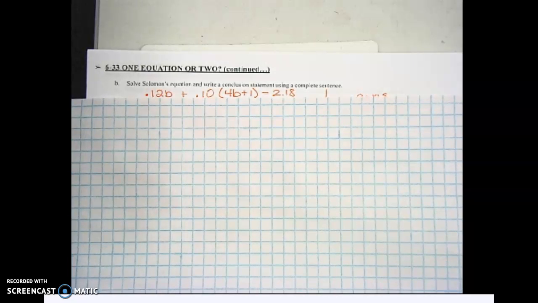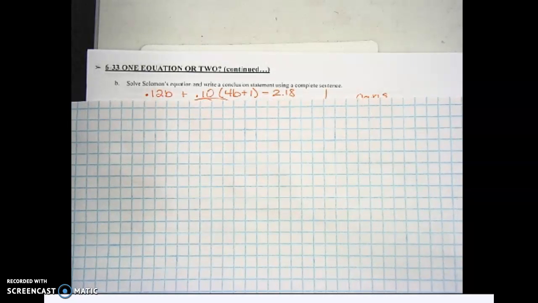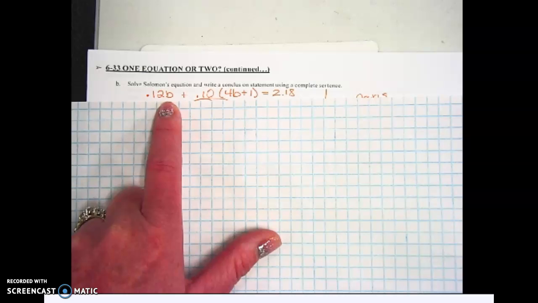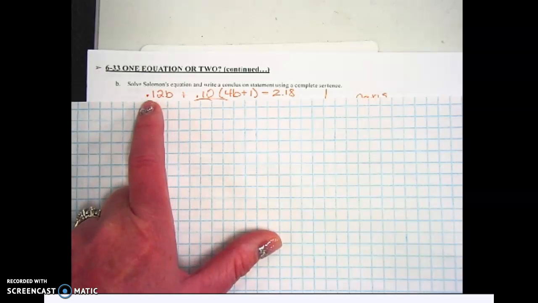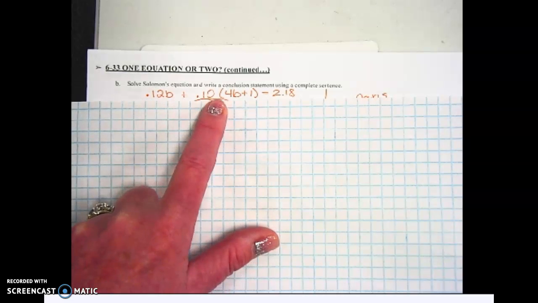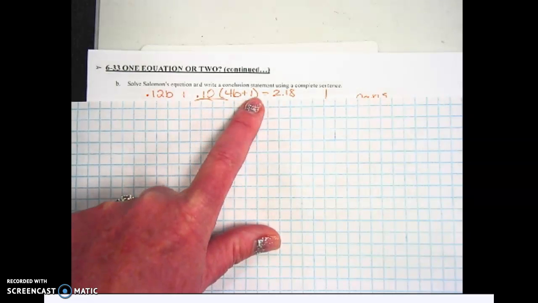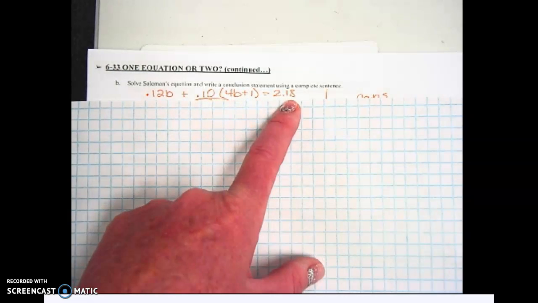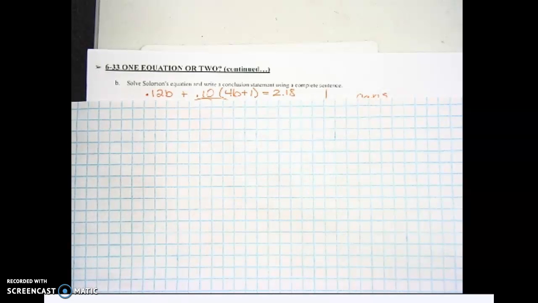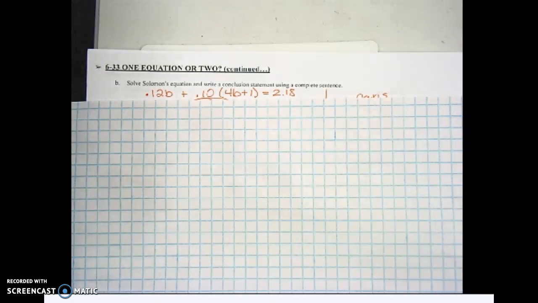Up at the top of page 8, we're going to solve Solomon's equation and write a conclusion statement using a complete sentence. So this is the same equation from the prior page. 12 cents times bottles, 10 cents for cans, which is 1 more than 4 times them, and it's $2.18. Having a decimal point in this problem is like having a fraction, right? Because decimals are fractions and fractions are decimals. You can convert back and forth.